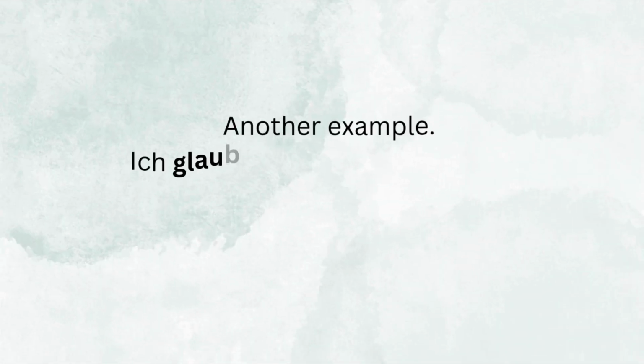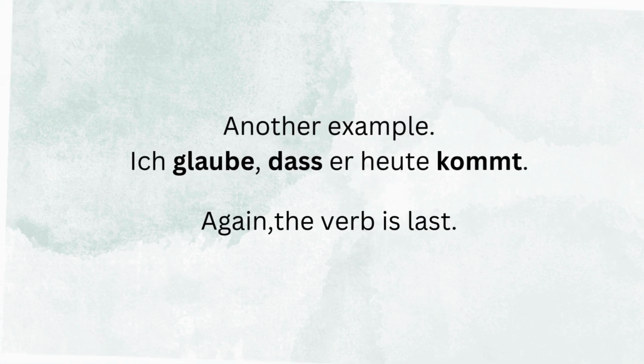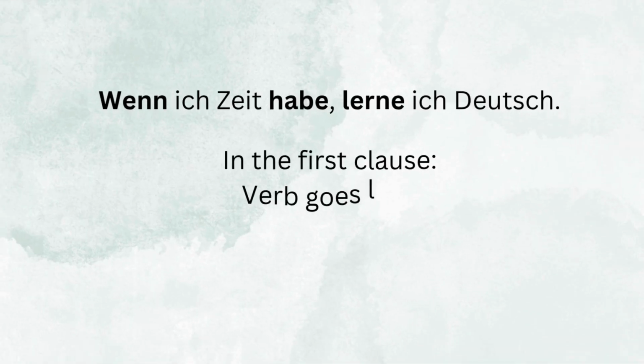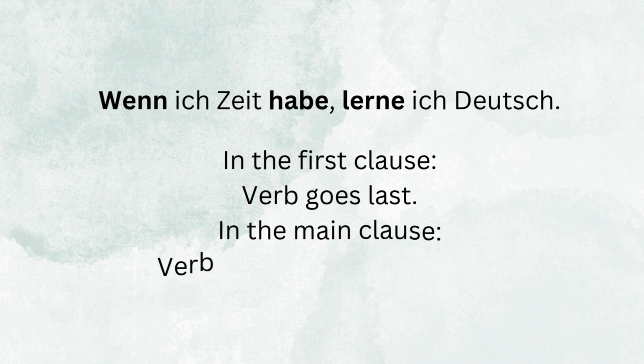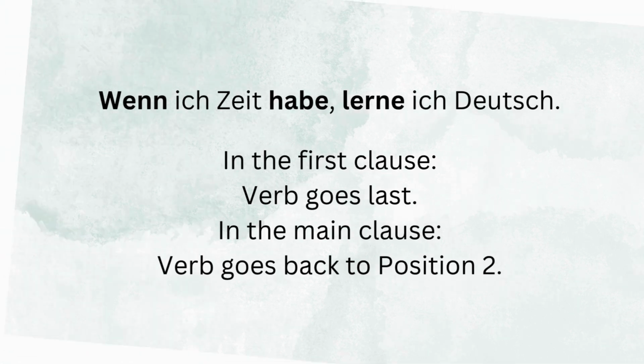Another example. Ich glaube, dass er heute kommt. Again, the verb is last. One more. Wenn ich Zeit habe, lerne ich Deutsch. In the first clause, verb goes last. In the main clause, verb goes back to position 2. This is one of the biggest differences between English and German. Don't worry if it feels strange at first. With practice, it becomes natural.